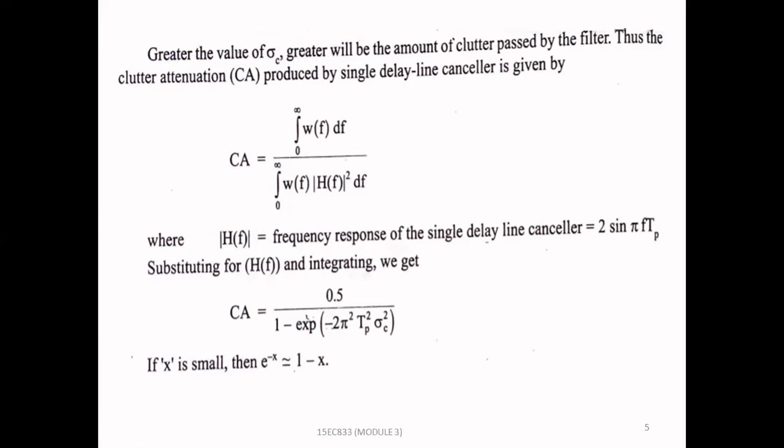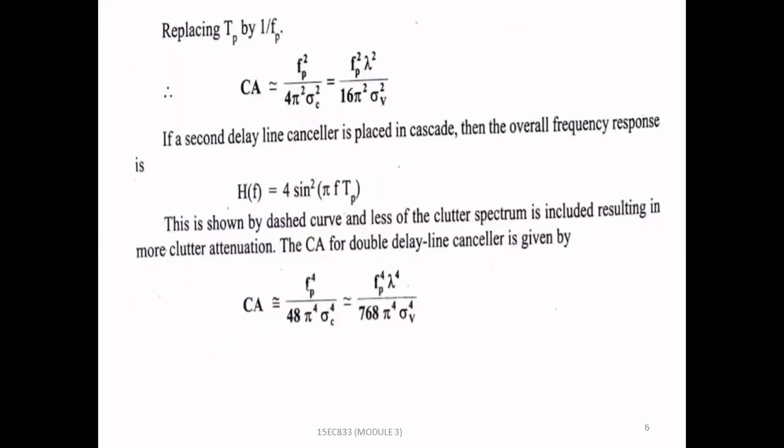Substituting for H(f) and integrating, we get clutter attenuation equal to 0.5 divided by 1 minus exponential of minus 2 pi squared Tp squared sigma c squared. If x is small, then e to the power minus x is approximately equal to 1 minus x. Replacing Tp by 1 by fp, we get CA approximately equal to fp squared by 4 pi squared sigma c squared, which is equal to fp squared lambda squared by 16 pi squared sigma v squared.